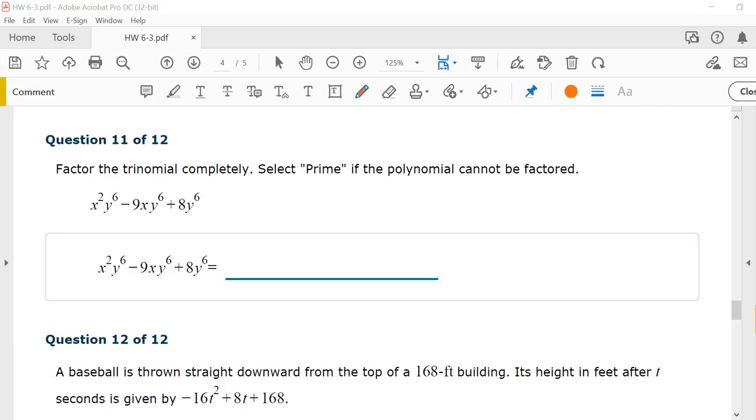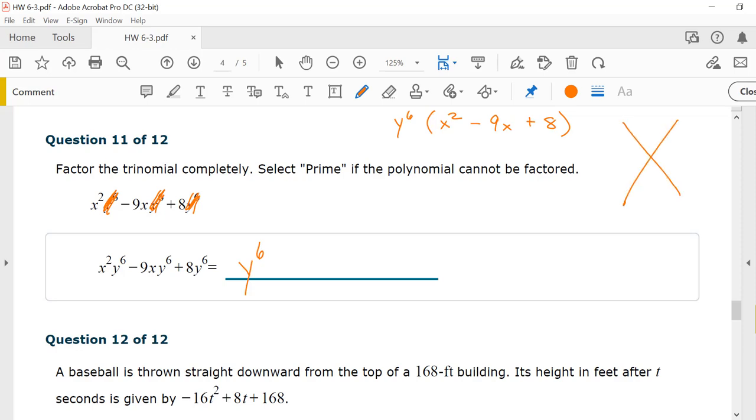Number 12, factor completely. Okay, first off, I see that all of them have a y to the 6th, so I'm going to pull that out. If I pull a y to the 6th out, I'm left with x squared minus 9x plus 8. Oh, this is going to be an easy one because the number in front of the x squared is 1.